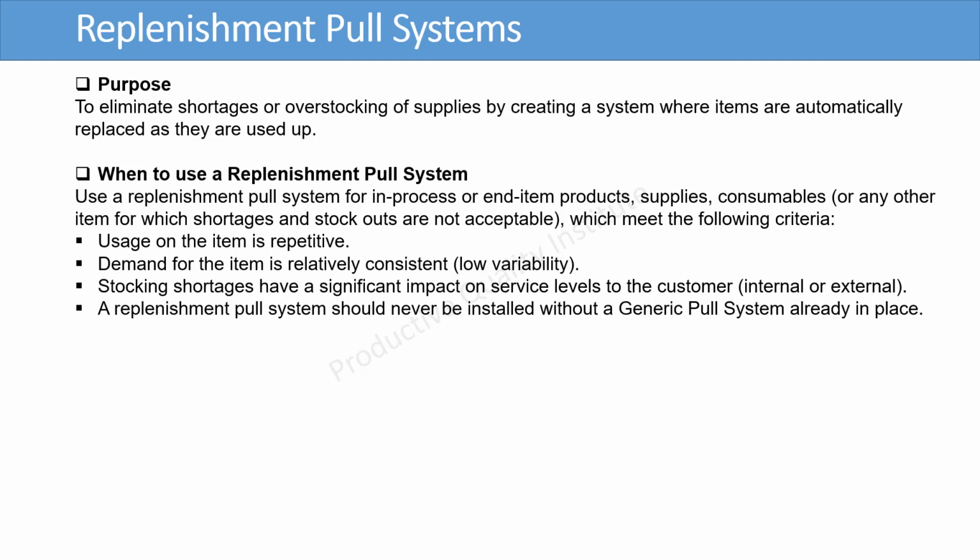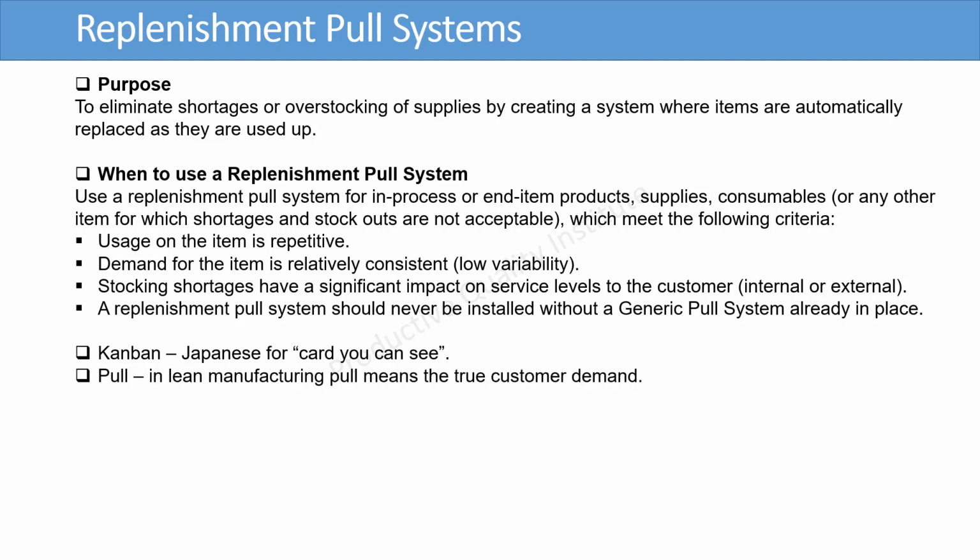Please note the following. Kanban: Japanese for card. Pull: in lean manufacturing, pull means the true customer demand. Replenishment: restoration of a stock or supply to a former level or condition.